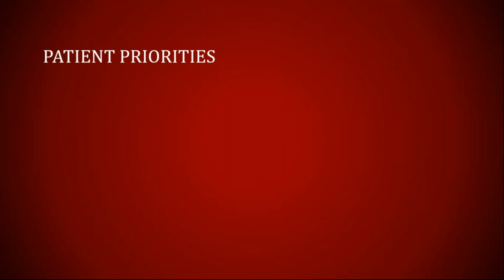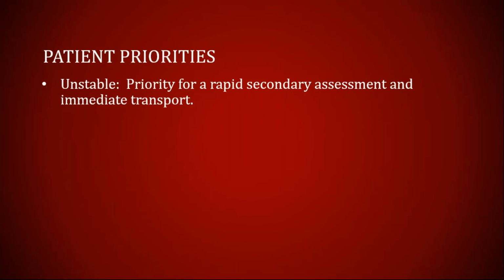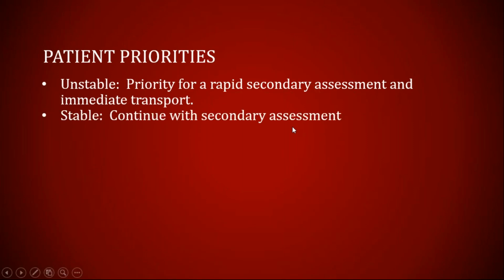So once I get through my ABCs, this is where I'm going to identify my patient priorities. So if I have seen anything that compromises the ABCs, I'm going to classify this patient as unstable. I'm going to perform a rapid secondary assessment and get ready for immediate transport. Now, if there is nothing wrong with the ABCs, or if I've maintained that well, then I can classify them as stable. And then I'm going to continue on with my secondary assessment on scene, provide any interventions, and then I can get that patient ready to go for transport.